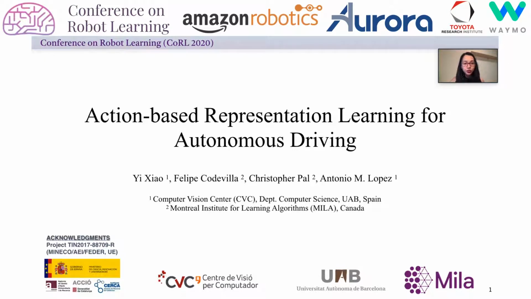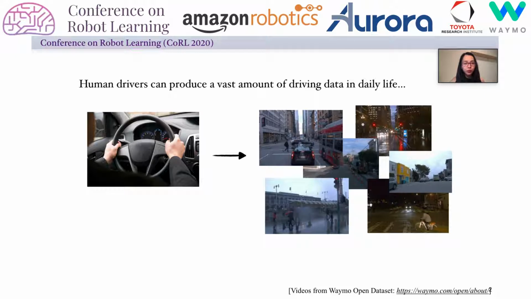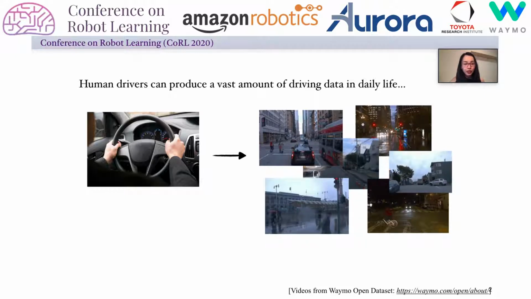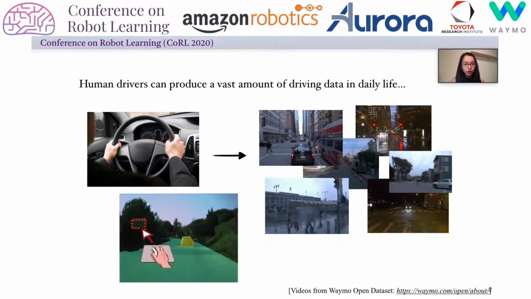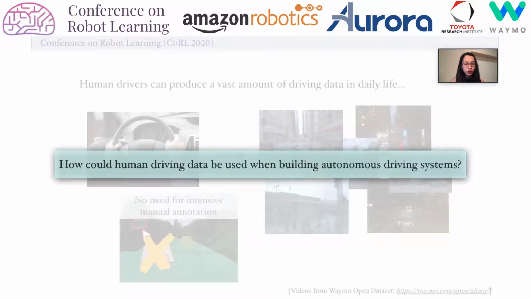I'm going to present a joint work of CVC and MILA, Action-Based Representation Learning for Autonomous Driving. In our daily life, human drivers can produce a quite large amount of driving data. One big advantage of this data is that no intensive human annotations is required. So we raise a question about how could this data be used when building autonomous driving systems.